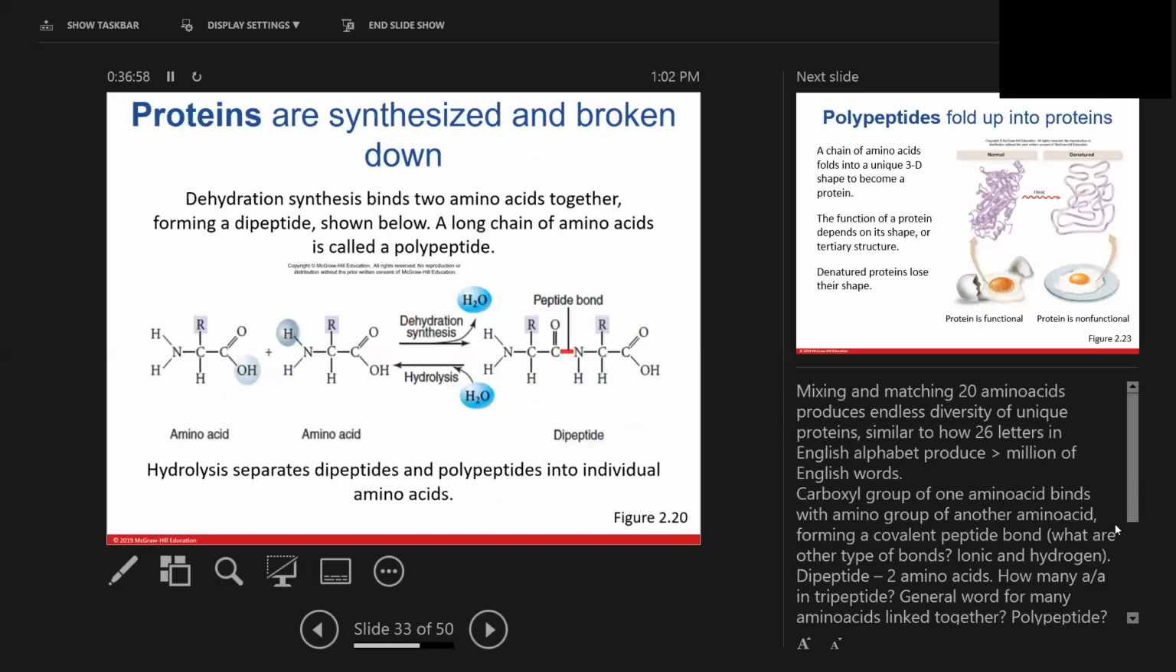Now, like everything else, proteins are synthesized and broken down. You need dehydration synthesis to bind two amino acids together. That's going to form what we call a dipeptide, two peptides, as shown below. So you've got these two amino acids that are being bonded together through dehydration synthesis. They go back the other way, you're going to use hydrolysis, where you need to add water to cut them apart. Pretty straightforward, right? I know it's a lot of the same kind of stuff, just in different forms. It's a lot of vocabulary, so flashcards might be your friend for this part for the exam.